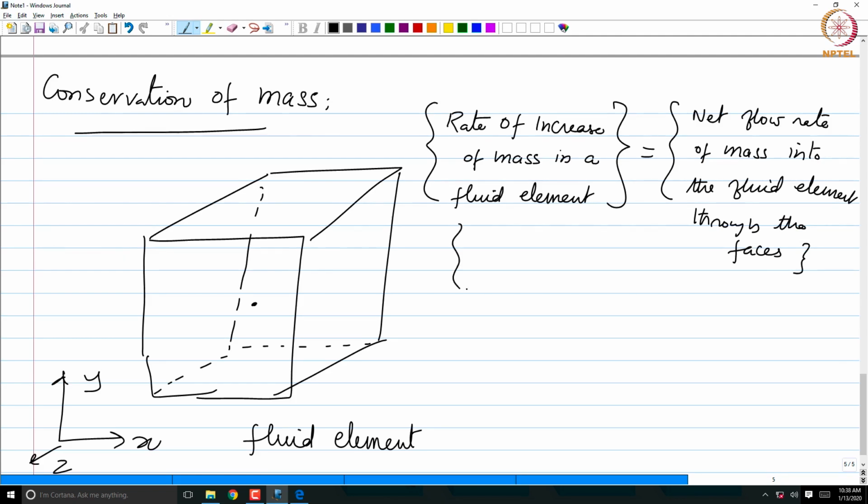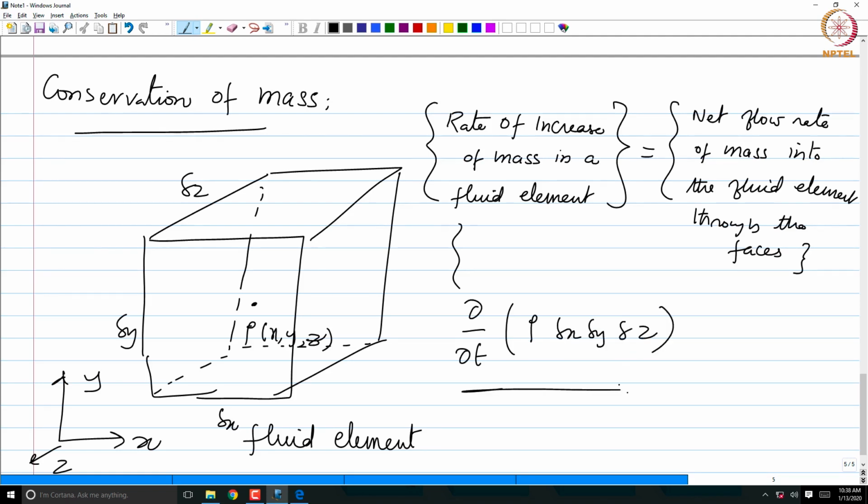We have a rate of increase, so we invoke the partial derivative with respect to time, right? What will be the mass of this fluid element? So let's say this is delta x, delta y, and delta z, and the density at the centroid, which could be taken as uniform representation for the entire thing, or the density in the fluid element, right? Now, what will be the mass of this fluid element? That will be the density times the volume, right? So essentially, we have the density rho, and the volume is delta x, delta y, delta z, right? So this is the term on the left-hand side that we have, partial t of rho times delta x, delta y, delta z.